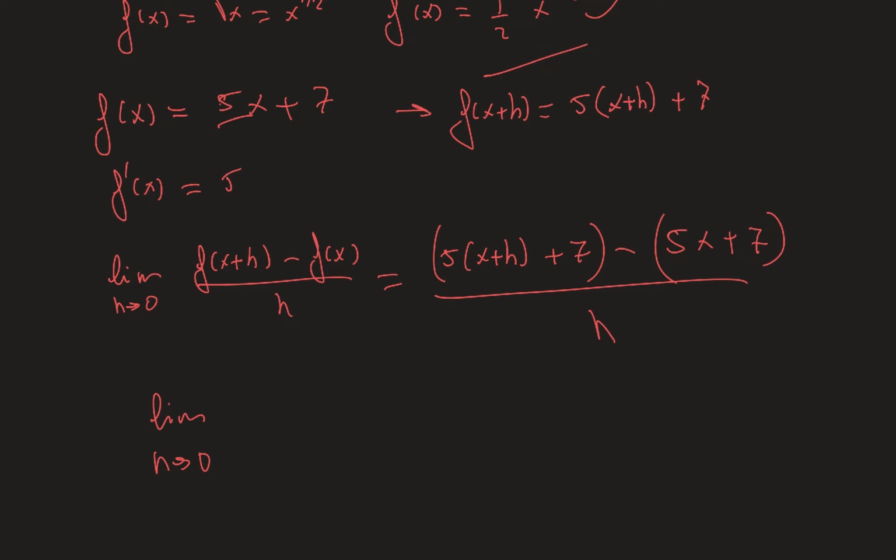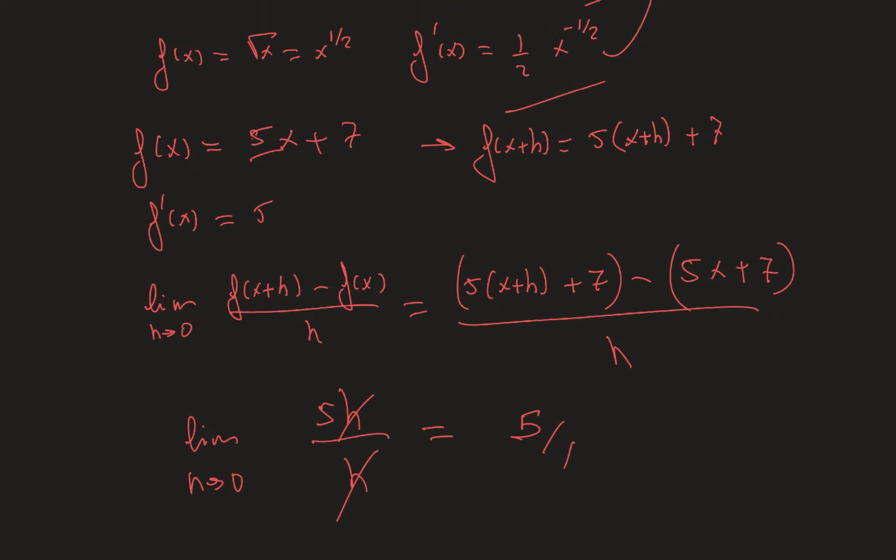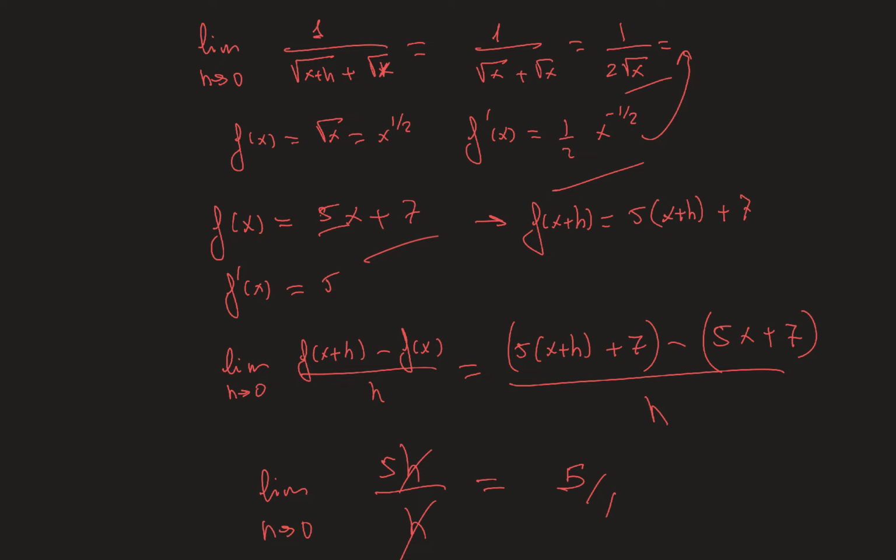Now you do a little bit of calculation. Here is 5x, here is 5x. Gone. 5h. I see 5h in the numerator. I see that the 7 goes out. The 7s cancel, divided by h. And h divided by h is 1. The limit is 5. So I have calculated for this function the slope, and the slope is 5, applying the limit definition.